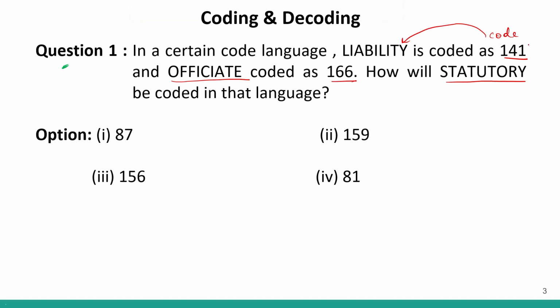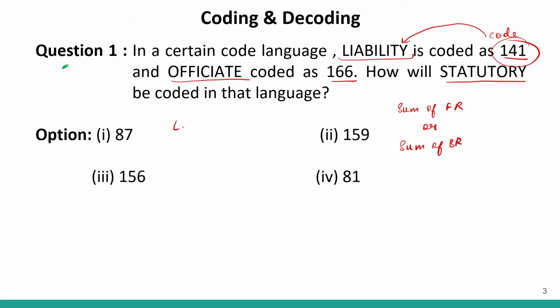Now, when you look at a number, a word is being coded in a number. So we assume that maybe it is a sum of forward ranks, or it could also be the sum of backward ranks. These are the two approaches.